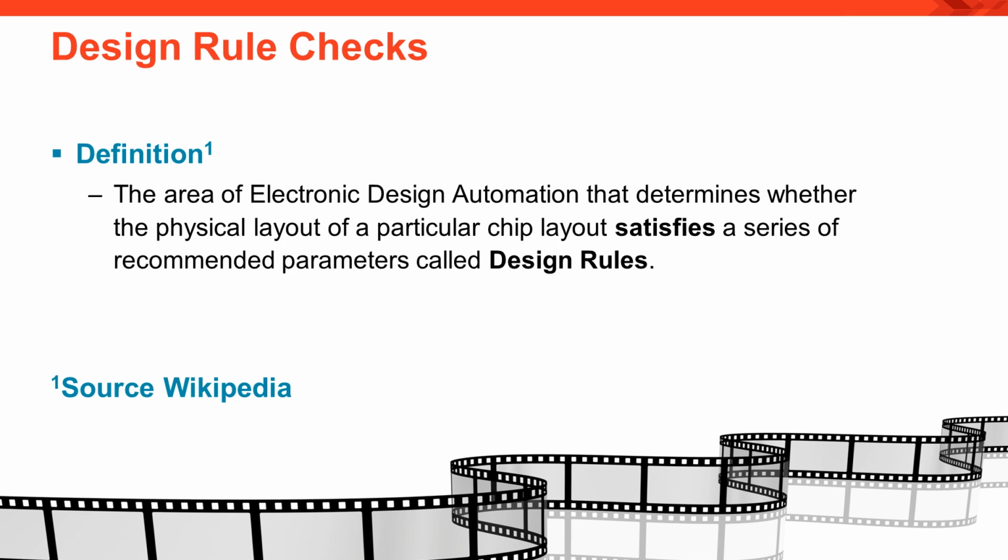First of all, let's start by defining DRC. Let's see what Wikipedia has to say about DRC. DRC is the area of electronic design automation that determines whether the physical layout of a particular chip satisfies a series of recommended parameters called design rules. Every chip manufacturer has a set of design rules that all designs must abide by. DRC is the method by which you can assure conformance to these rules.